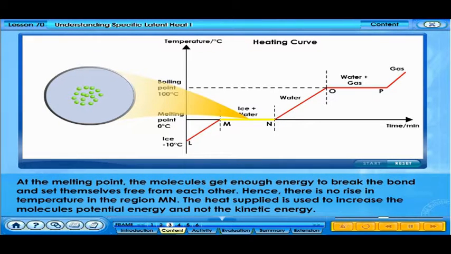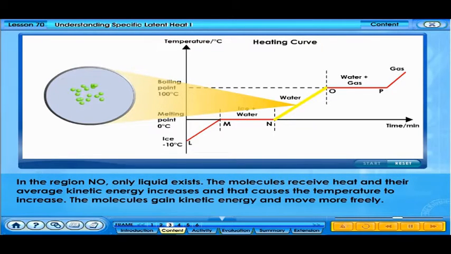At the melting point, the molecules get enough energy to break the bond and set themselves free from each other. Hence, there is no rise in temperature in the region MN. The heat supplied is used to increase the molecular potential energy and not the kinetic energy. In the region NO, only liquid exists. The molecules receive heat and their average kinetic energy increases, and that causes the temperature to increase.